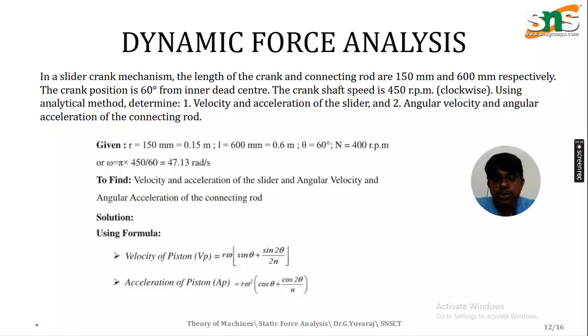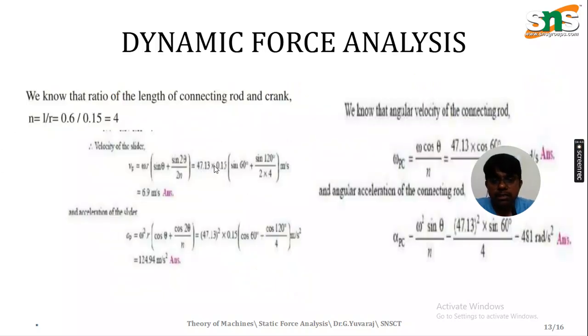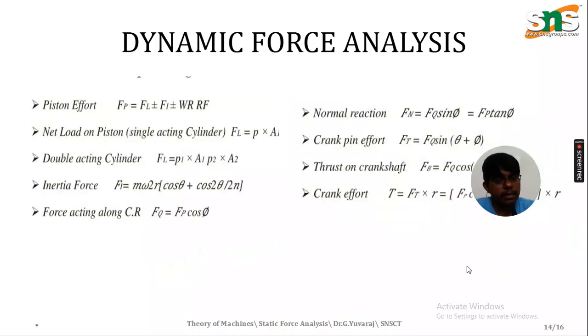So we need to substitute this value, and accordingly you may calculate omega. We know that it is the angular velocity, that is 2 pi N by 60. By substituting the values you get the answer, that is the velocity. If we know the velocity we can directly substitute the value for the acceleration, and finally you may calculate the velocity of the slider and the angular velocity. Accordingly we substitute these values and get the result. This is how we need to calculate.